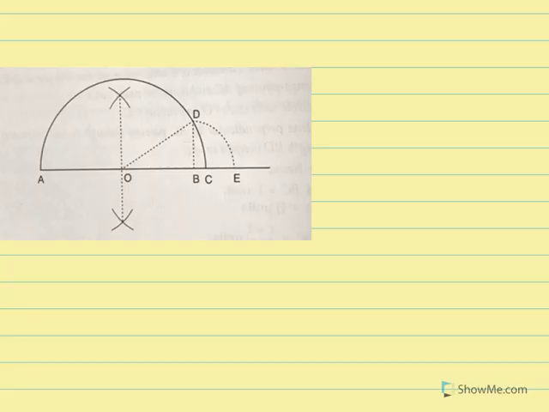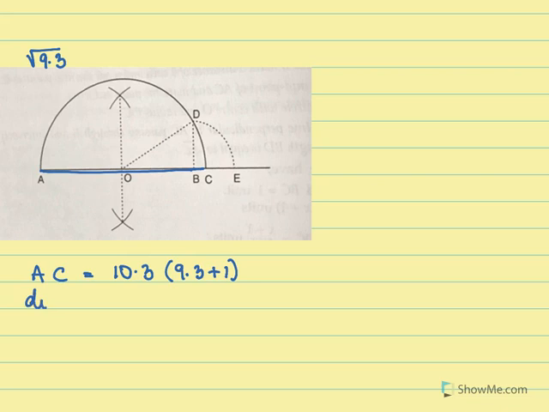Now let's justify the construction. So this is your construction. We're going to do the justification for under root 9.3. So in the first step, you had taken your AB as 9.3, BC as 1. So your AC is equal to 10.3, which is 9.3 plus 1.